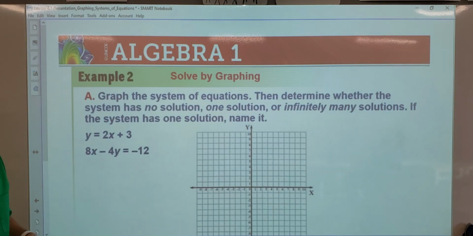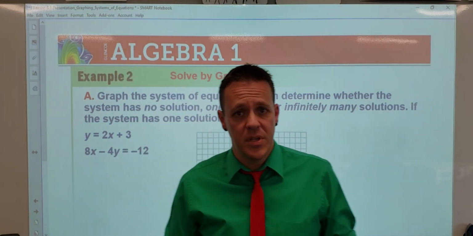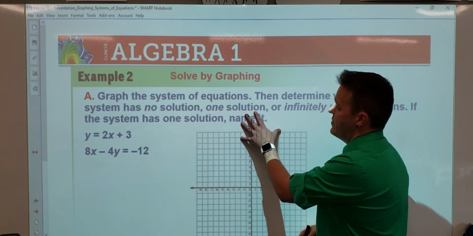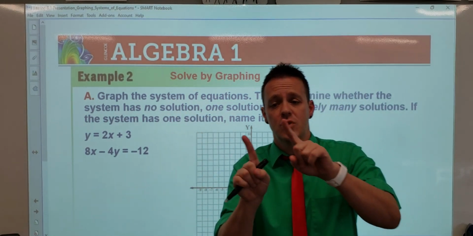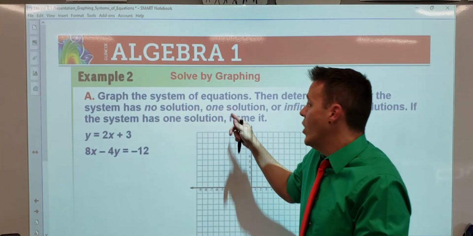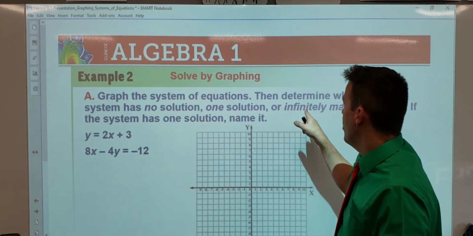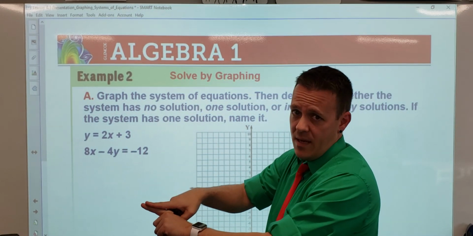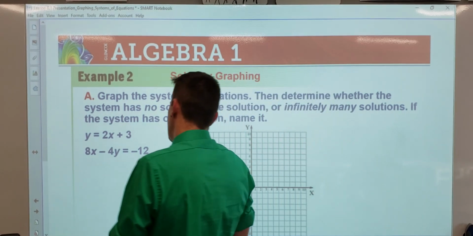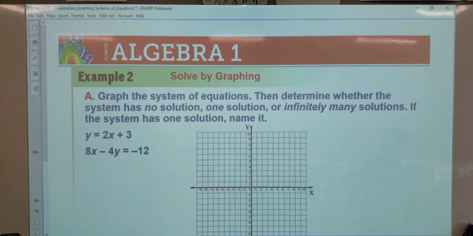Make sure you guys use Desmos, or if you can figure it out like I did, graph it from there. Now I want to make sure you guys understand a couple different things with the notes. Sometimes when you graph a system of equations, you have to determine whether it has no solution. No solution would be parallel lines. One solution, where they cross, or infinite, where you graph it and then another line graphs right on top of it. That's an infinite solution. And if it has one, name it.